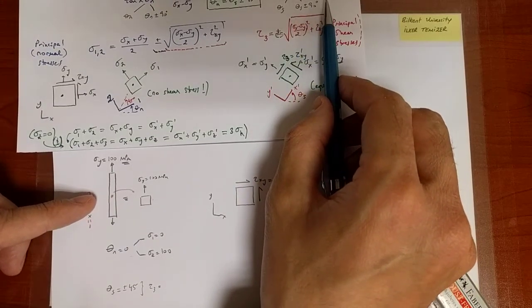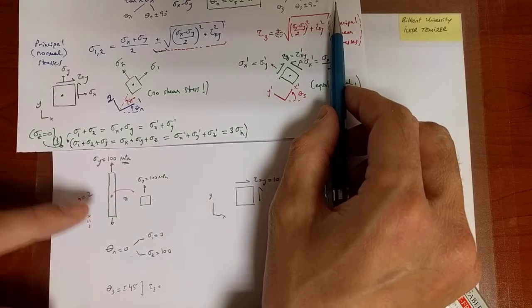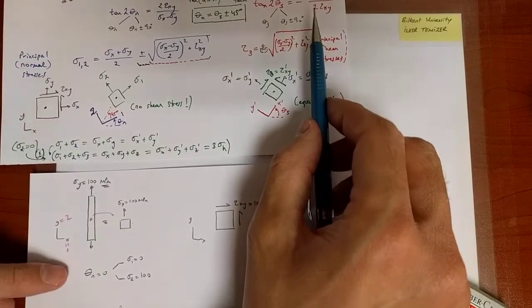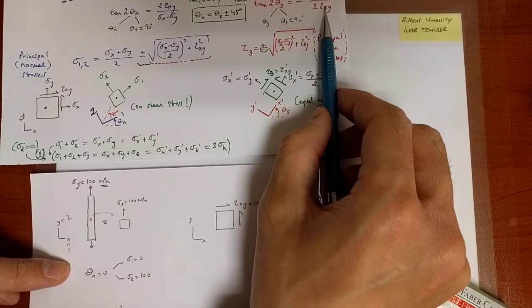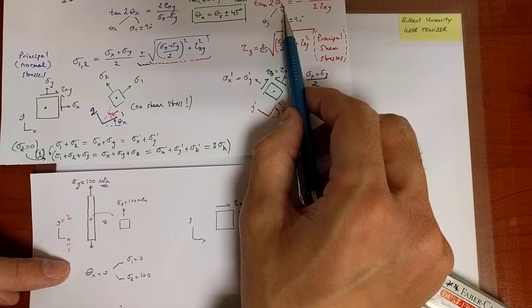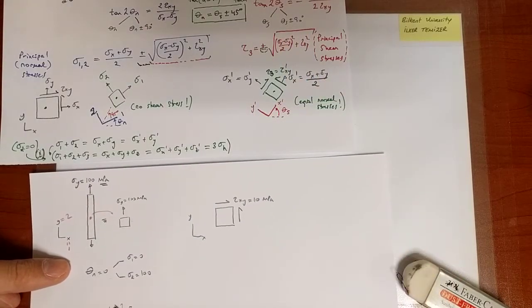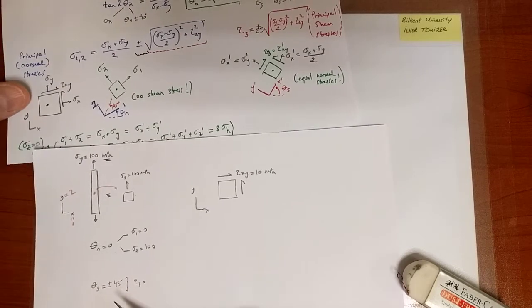Here I can also easily see that because tau xy is 0 in this problem, and division by 0 delivers undefined, that means 2 theta is plus minus 90, and therefore theta is plus minus 45. That's another way to conclude the result that we have written over here.